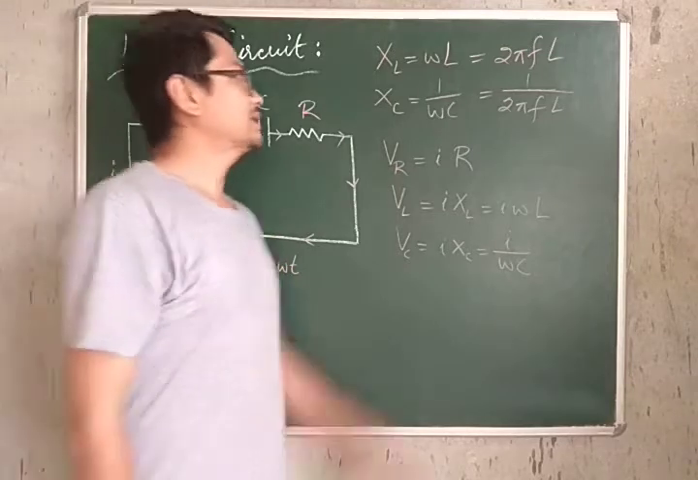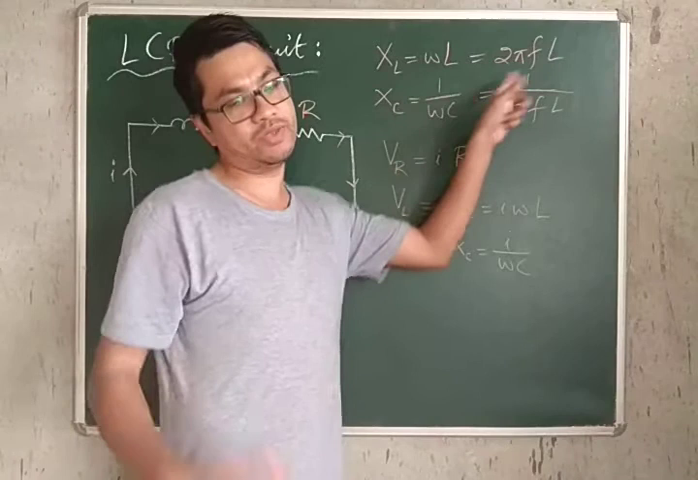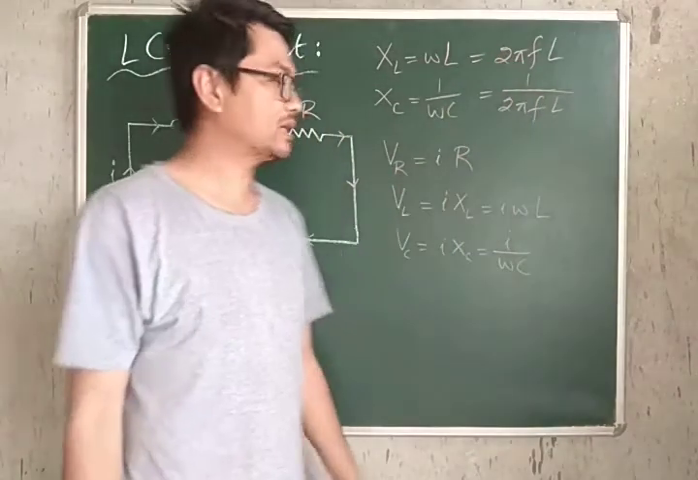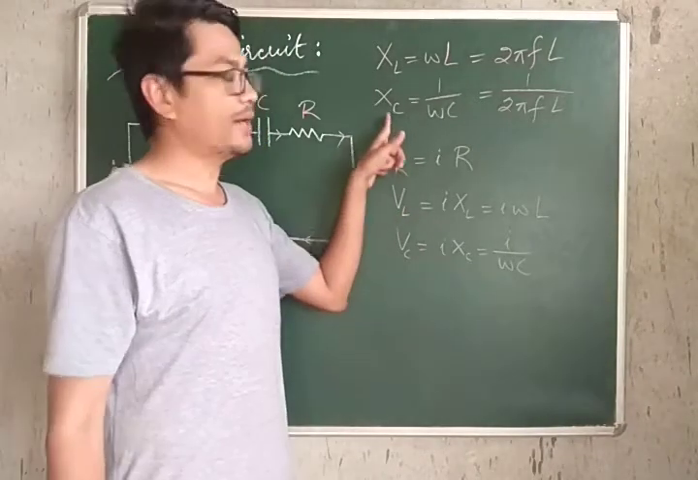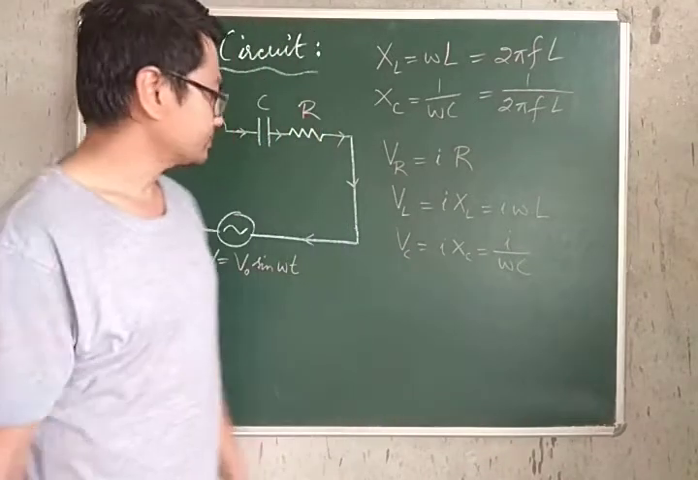Now we have seen that XL is the inductive reactance, which is equal to omega L, which can also be written as 2 pi f into L, where f is the frequency of the alternating current. And likewise, the capacitive reactance XC is 1 upon omega C, which is 1 upon 2 pi f into C.